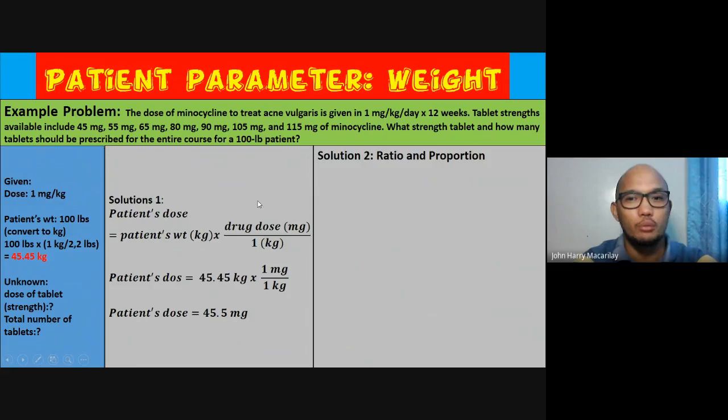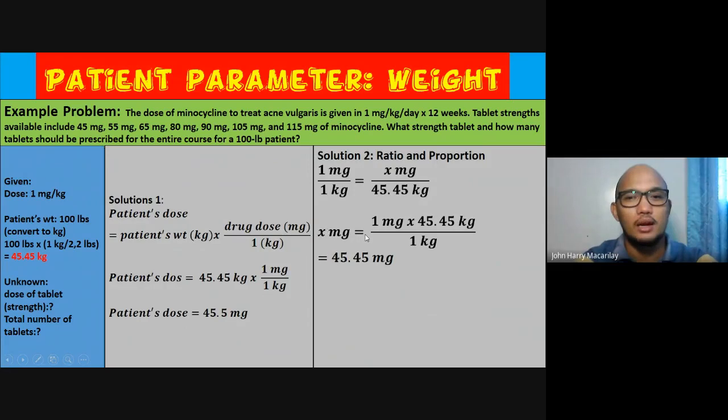Next solution is the ratio and proportion. So we should also get the same answer. Again, this is between two ratios or pair. The 1 milligram per kilogram is the first pair, and the one that doesn't have a pair is the 45.45 kilograms. So how many milligram of minocycline should a patient take if his or her weight is 45.45 kilograms? So cross multiply the two. 1 milligram times 45.45 kilogram and x milligram times 1 kilogram. Your solution will become like this.